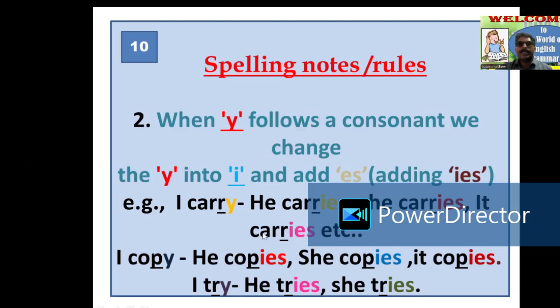I carry becomes it carries. Okay, let's look at another example. I copy.